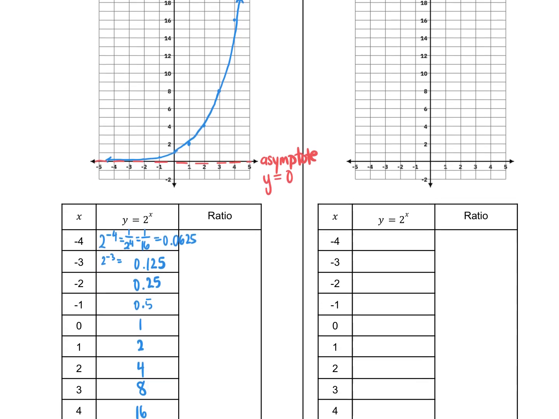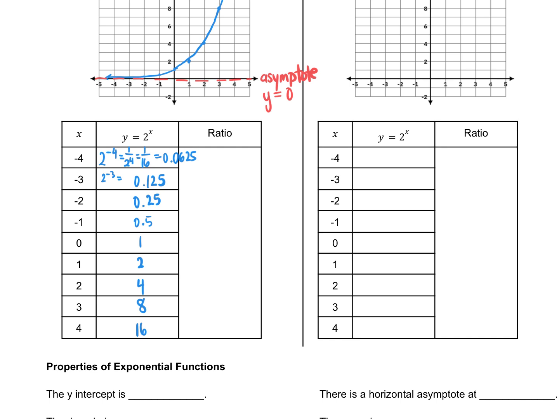Now let's go ahead and fill in this ratio column. So we've done first differences and second differences in the past where we take our consecutive y values and subtract them. But for ratios, we're going to be dividing. So I'm going to go bottom to top again, and I'm going to do 16 divided by 8, and I get 2. 8 divided by 4, and I get 2. 4 divided by 2 is 2. 2 divided by 1 is 2.